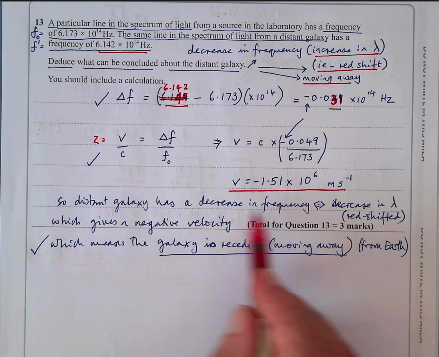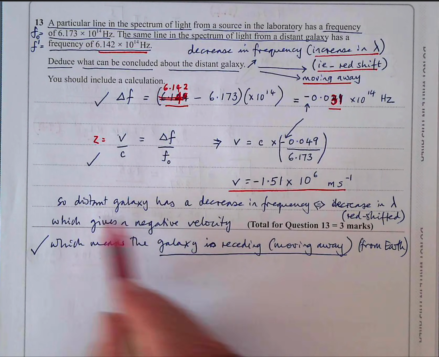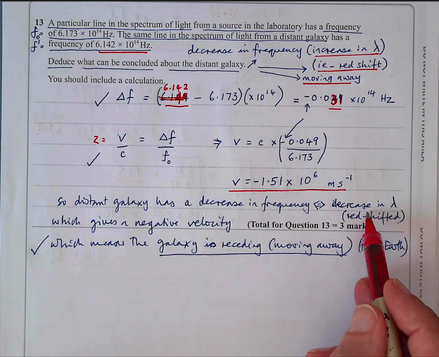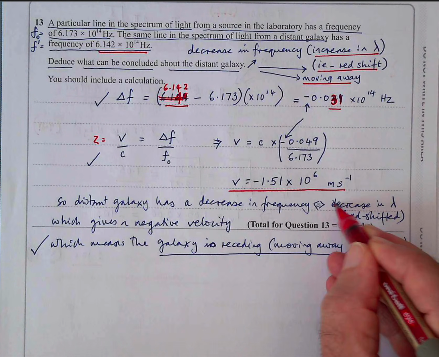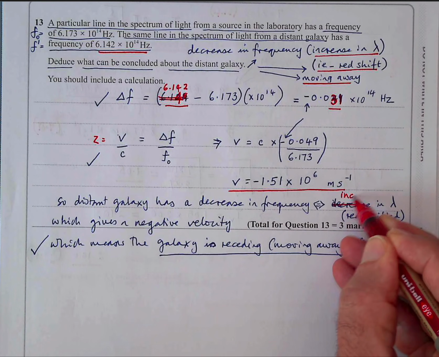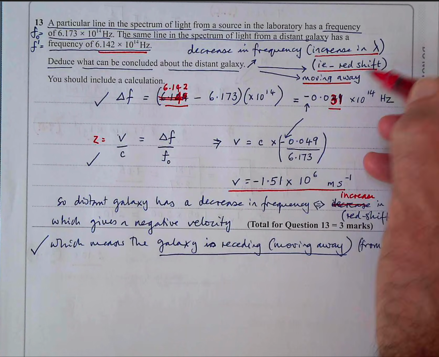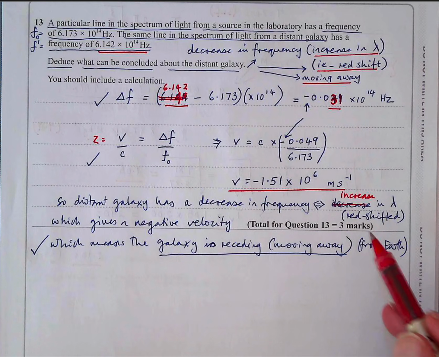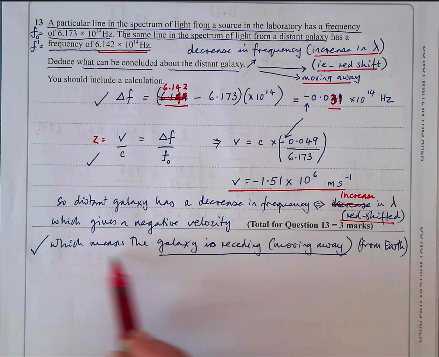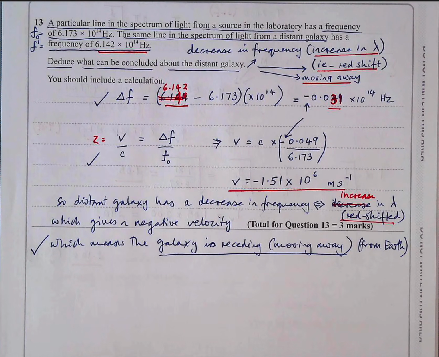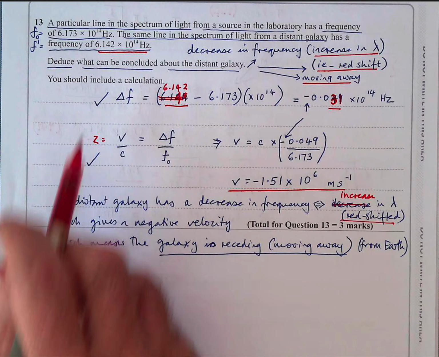So distant galaxy has a decrease in frequency, which should be an increase in wavelength. Look, even there I would have lost a mark, even though I've got it right here. An increase in wavelength, which means it's redshifted, which gives a negative velocity, which means the galaxy is receding or moving away from the Earth. Okay, so those are the 3 points that you get the marks for.